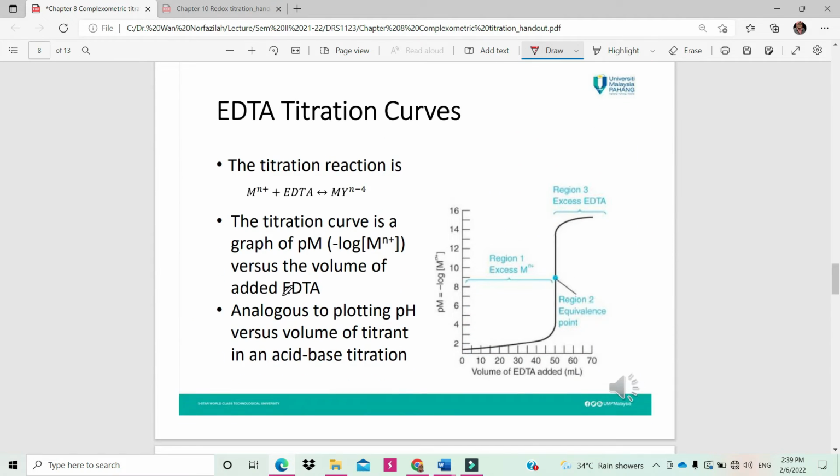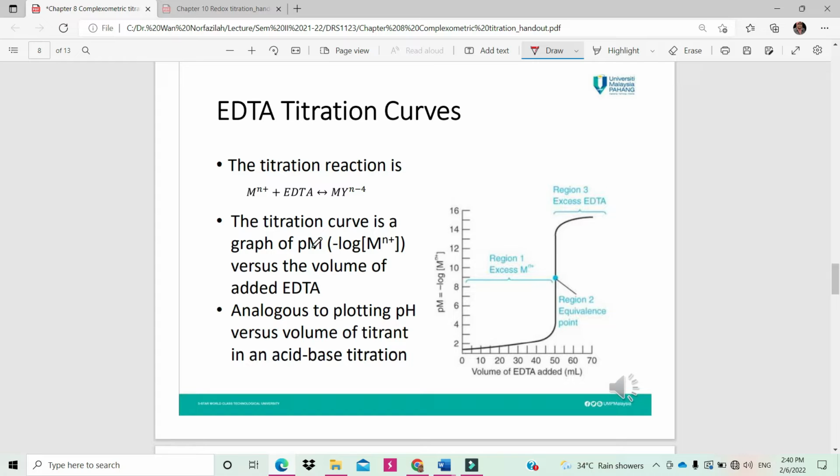Okay, as usual, when we are talking about titration, we will have a titration curve. Now, we are looking at the EDTA titration curve. Okay, the titration reaction is between the metal ion, depends if it is magnesium, this M will be Mg. If we are titrating the calcium ion, this M will be Ca. Okay, react with EDTA and it will become metal with EDTA.